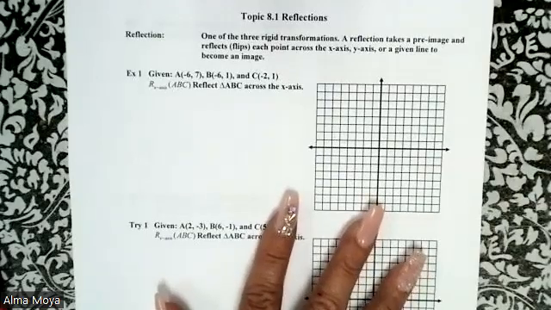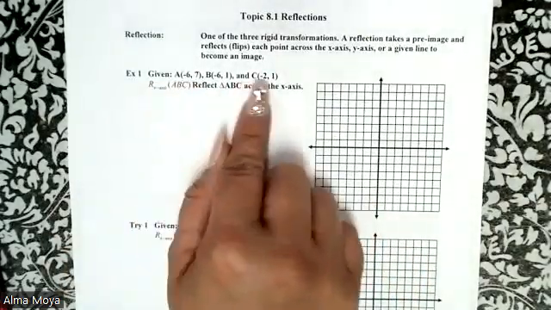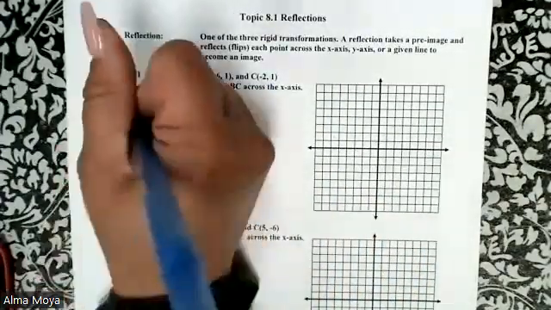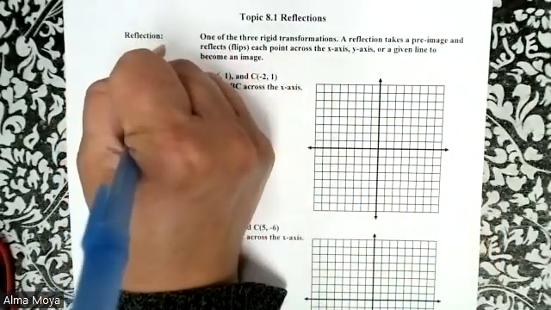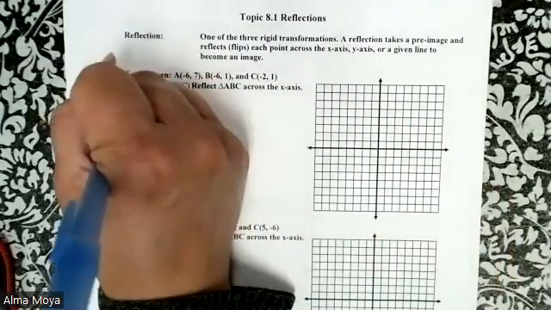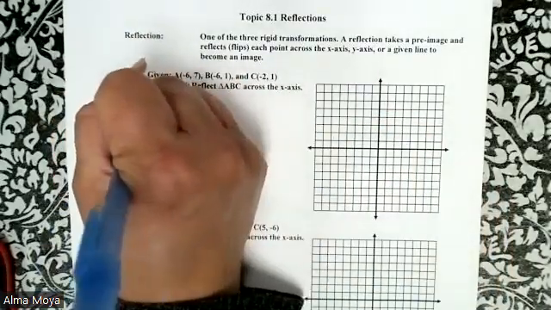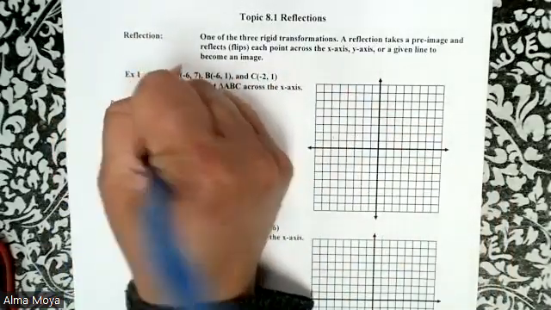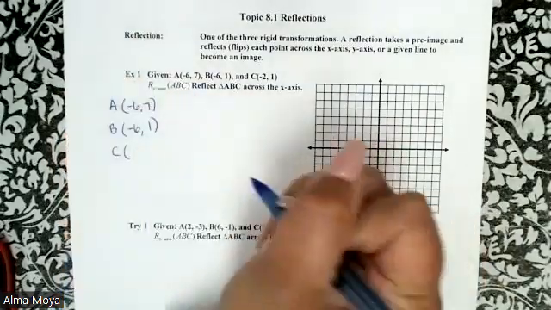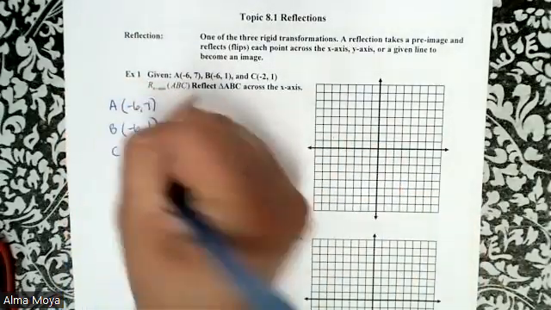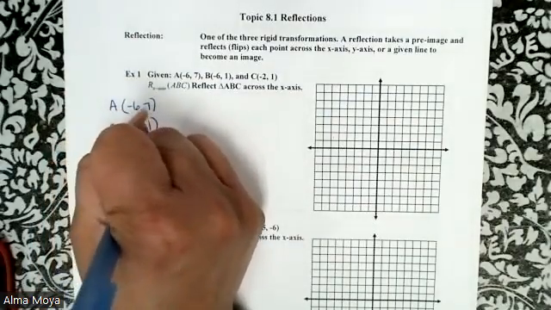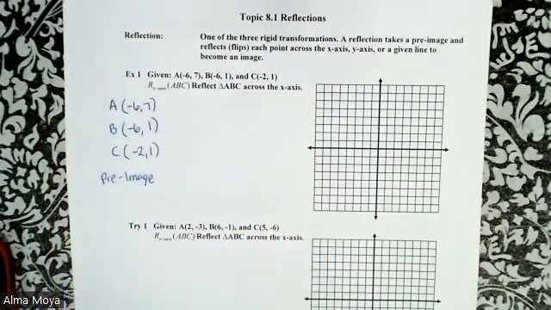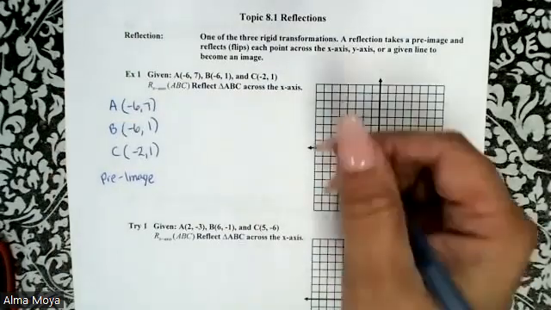So the first thing we're going to do here is we are giving you these points, okay? Point A is the point -6, 7. The point B is a point -6, 1. And the point C is -2, 1. Now this right here is my pre-image. What am I starting with? So let's go ahead and graph those points.